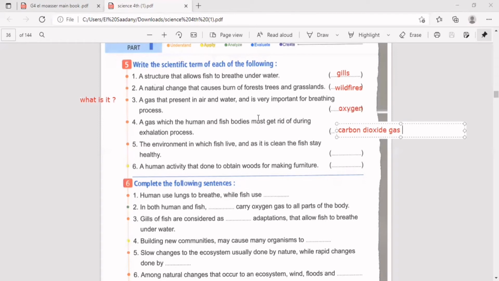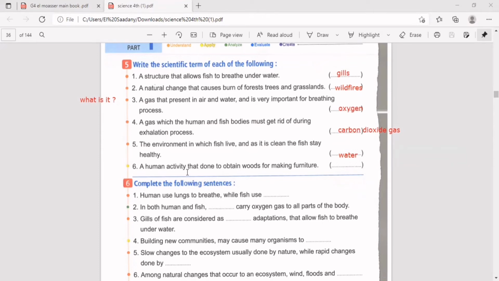The environment in which fish live, as it is clean, the fish stay healthy. What is the environment? What is the environment in which the fish live and as it's clean, the fish stay healthy? What is the environment of the fish? It's the water. The environment where the fish live, it's the water.